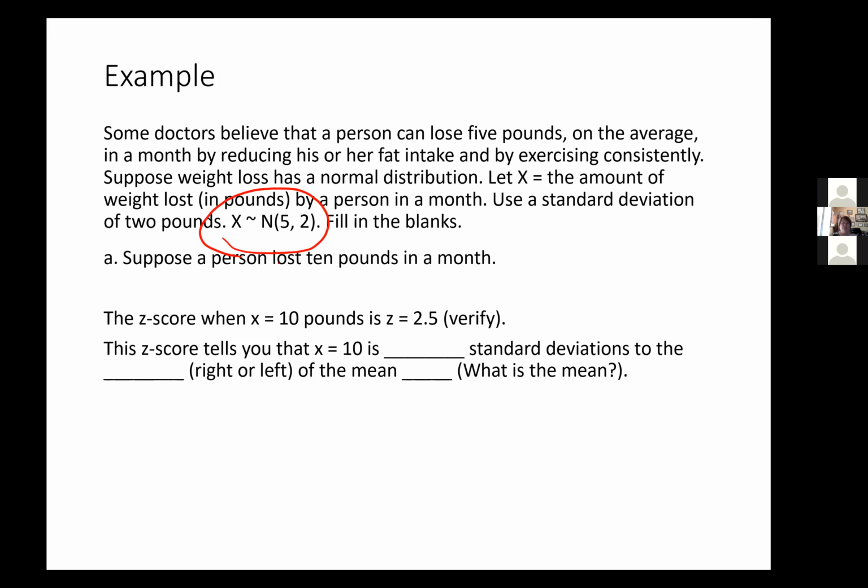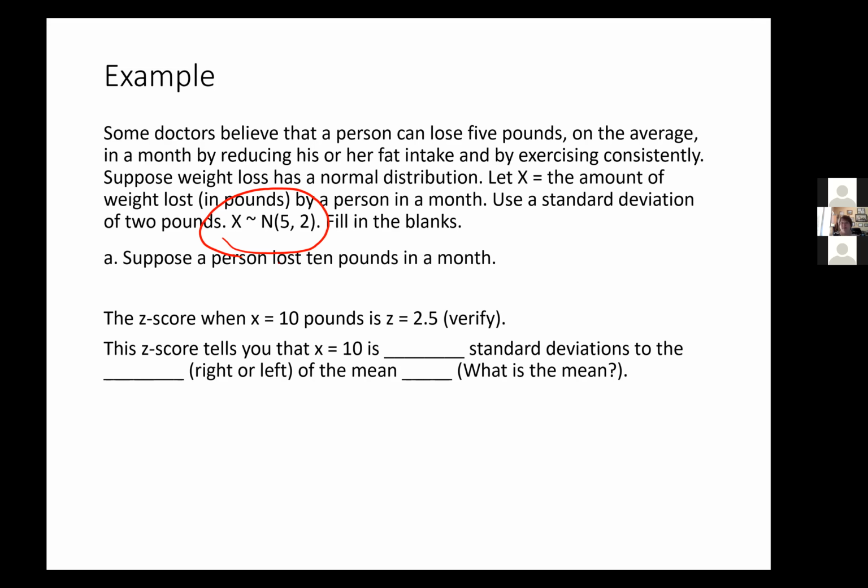So the weight that a person loses in a month is normally distributed. Well, I should say the weight a person loses in a month, if they follow this plan, is normally distributed with an average of 5 and a standard deviation of 2. So let's see if we can't fill in the blanks.